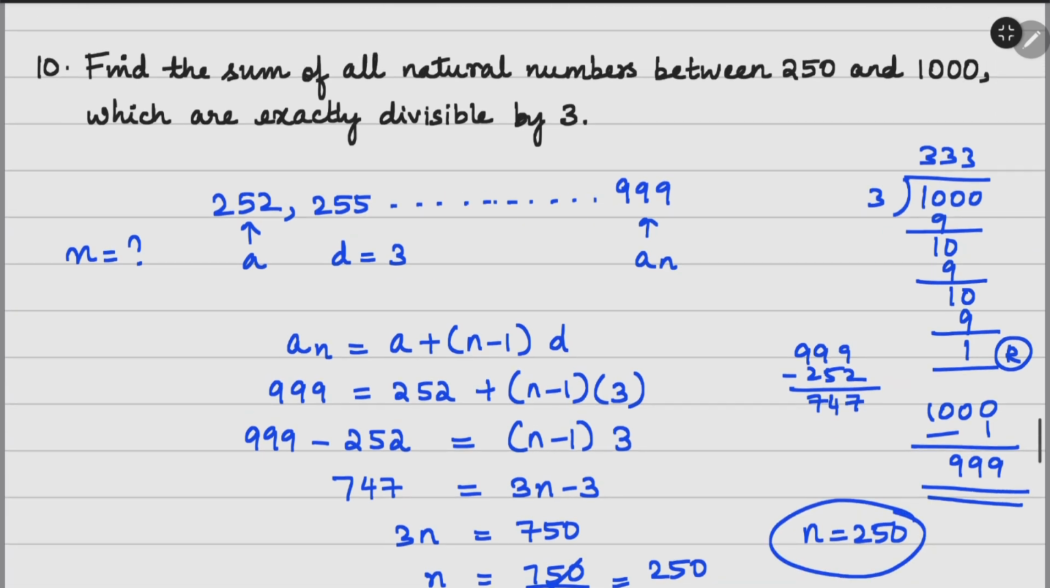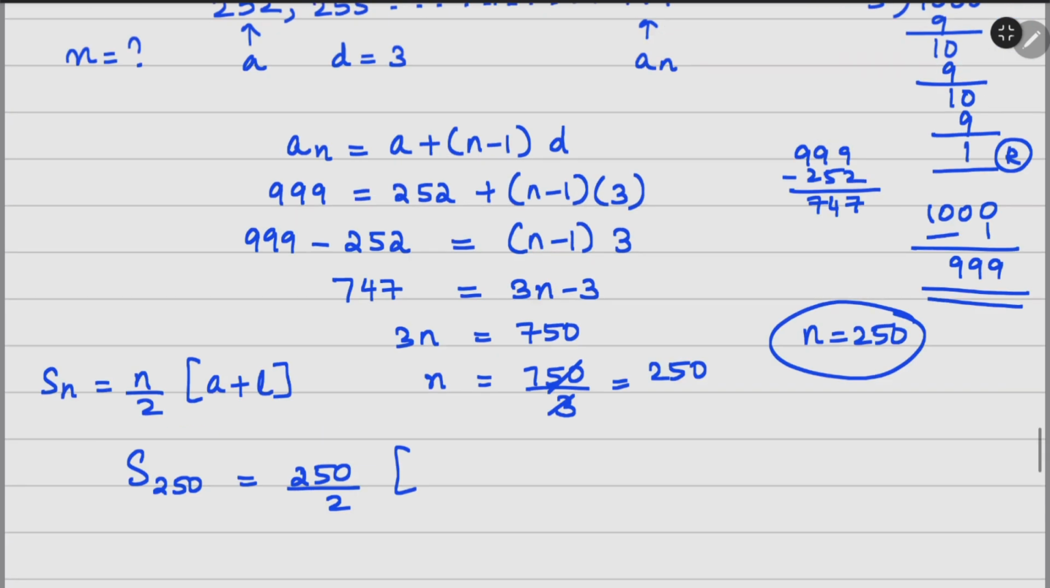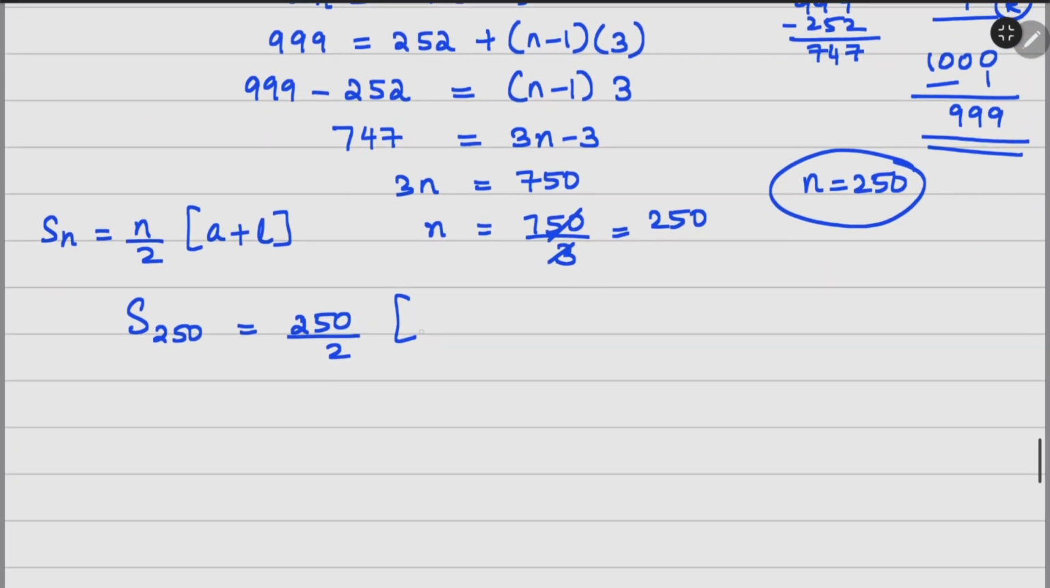Now you have to find out the sum of all the terms. So what is the sum of all 250 terms? You can use the formula n by 2 into a plus l. That is 250 by 2 into a plus l. So the formula is Sn is equal to n by 2 into the first term plus the last term. What is the first term? 252. Right? 252 plus the last term is 999.